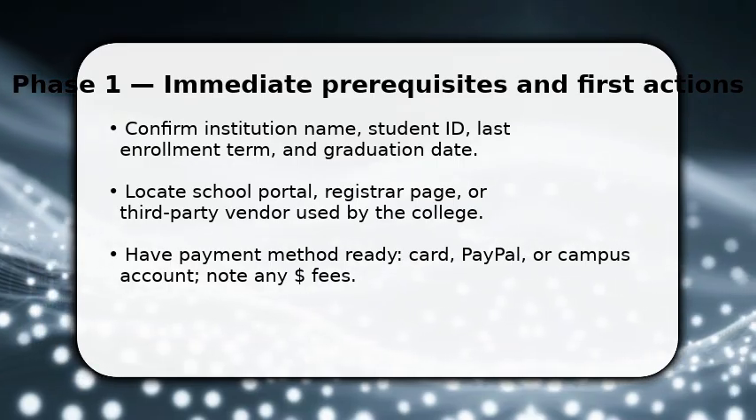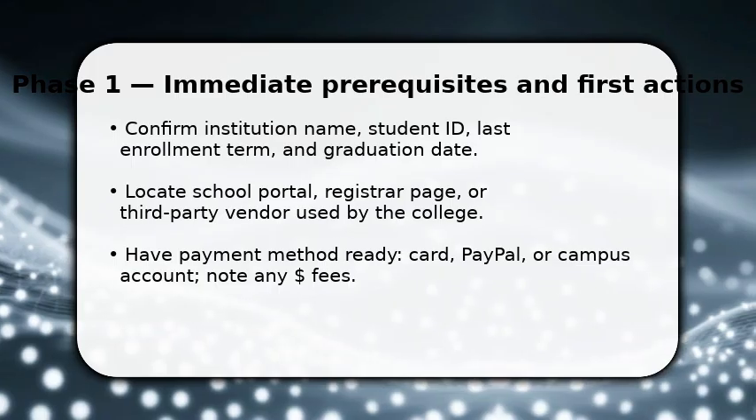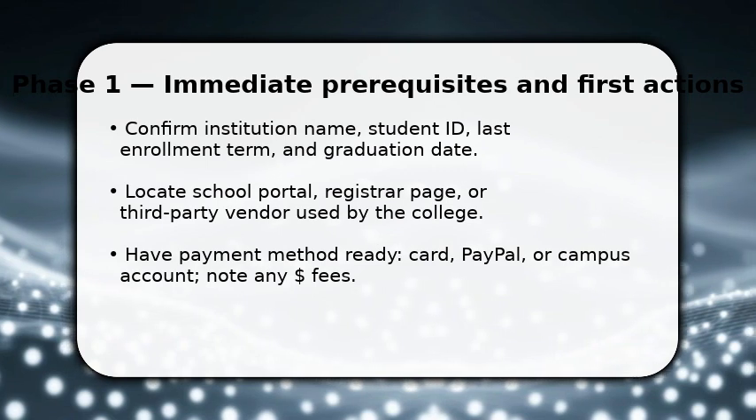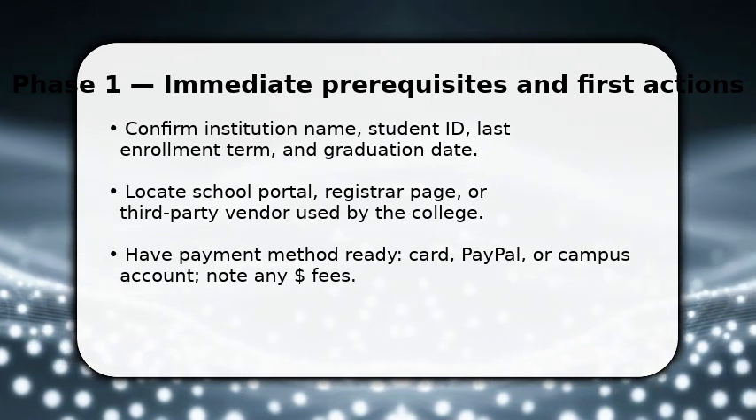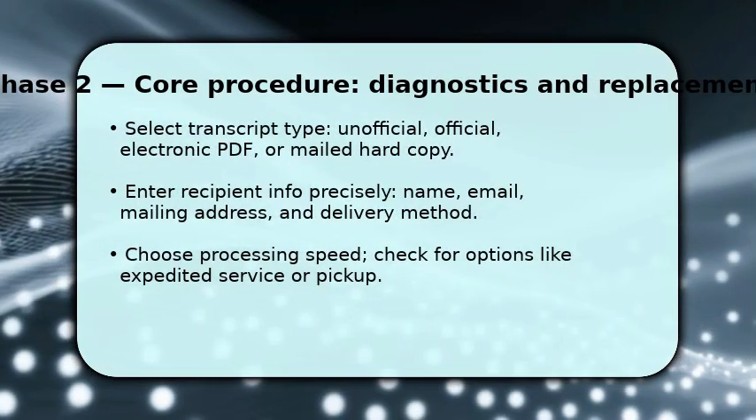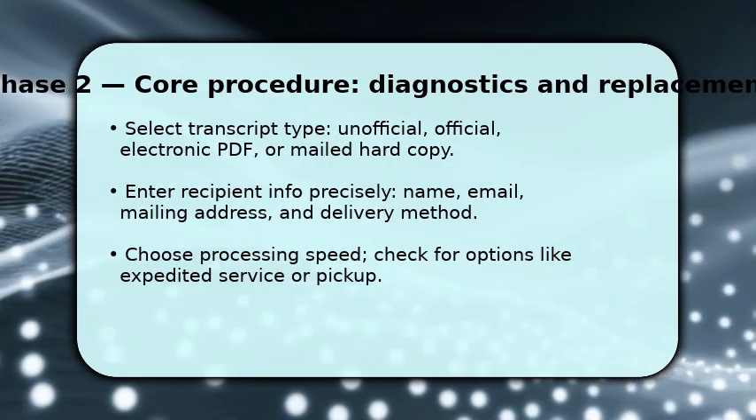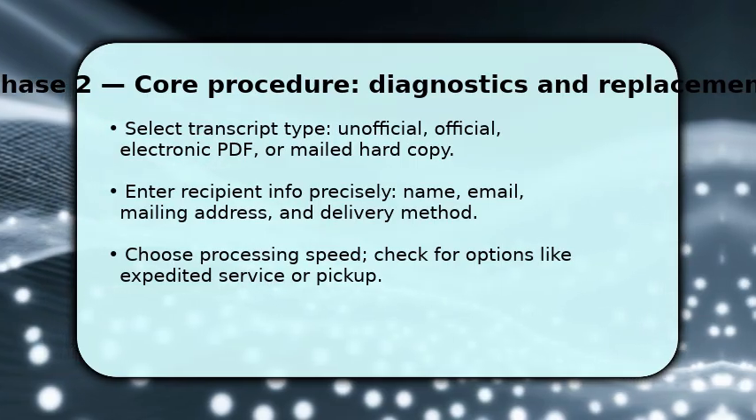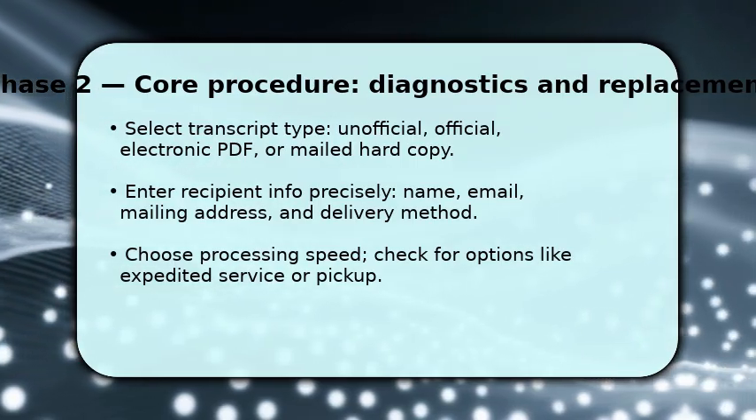Once done, prepare your payment method and any authorization details so you can complete the request without interruption. You now fill out the transcript request form, choose official versus unofficial and electronic versus mailed copy, because recipients often require specific formats. Enter recipient details exactly. One wrong character can bounce delivery.